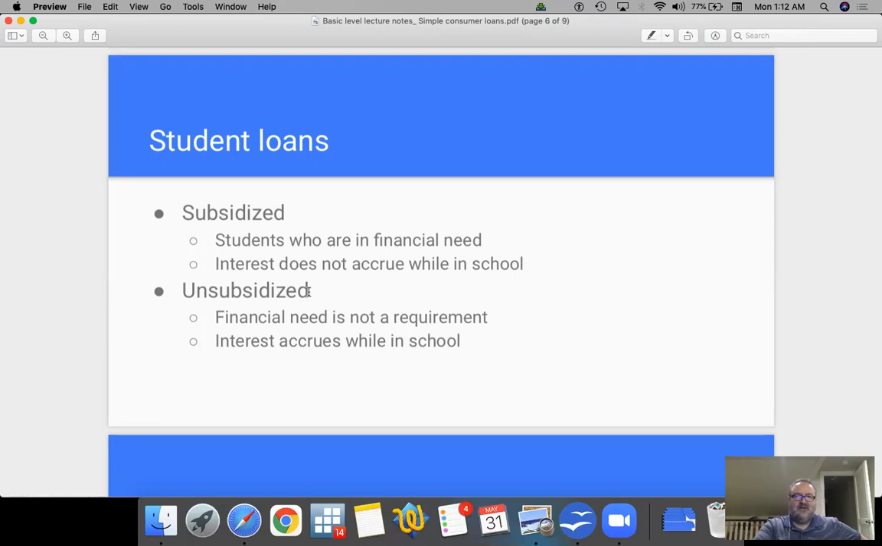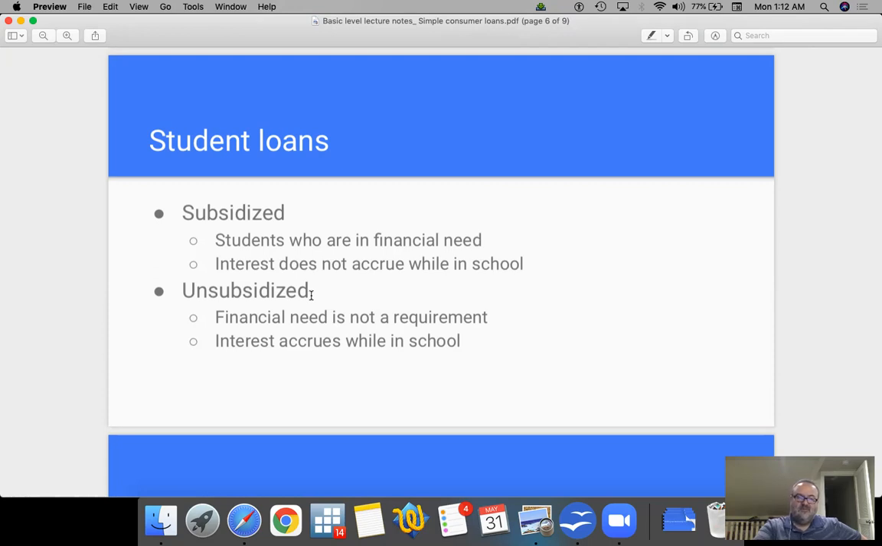So unsubsidized, usually students get these from private institutions, and there is no proof of financial need, and therefore anybody can get them. But interest accrues while in school. So the question is, if subsidized is so easy, and you're a student and you have a financial need, why even consider unsubsidized, right?